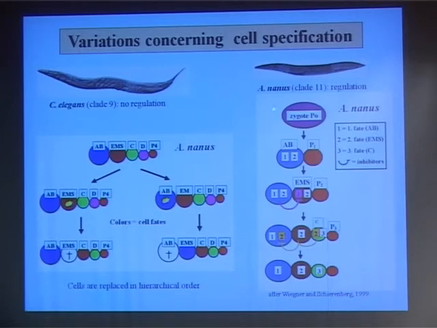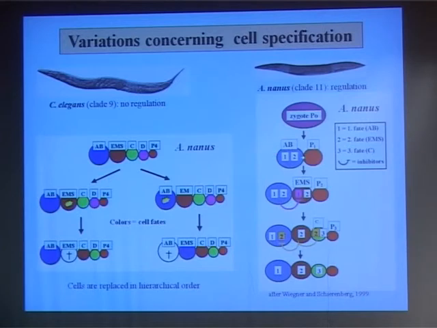Here is the zygote P0, which divides into a two cell stage, AB and P1. And our experiments indicate that this AB cell, in contrast to C. elegans, has the potential to execute two different fates. The primary fate, which would be an AB fate, whatever that implies, all the neurons, or most of the neurons, and a piece of pharynx, and so on. It's just an AB fate. But it also has the potential for an EMS fate. And this, I haven't shown you that, but you will see that in the next slide why I can say that.